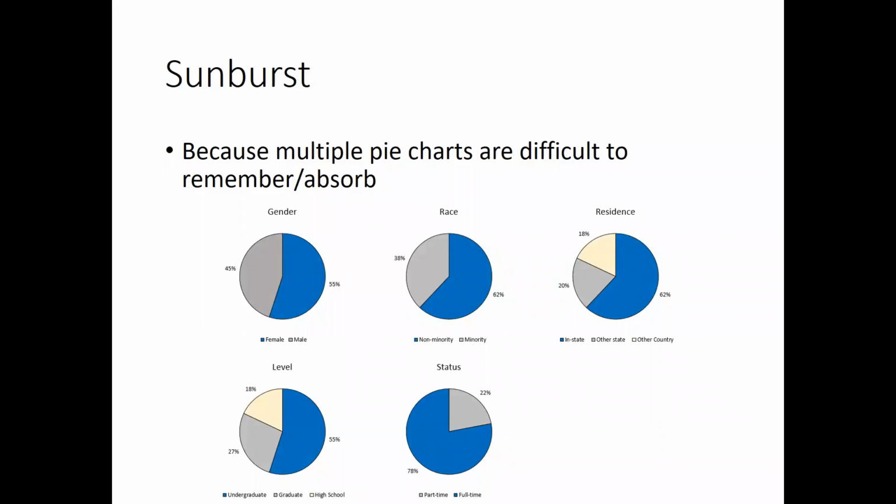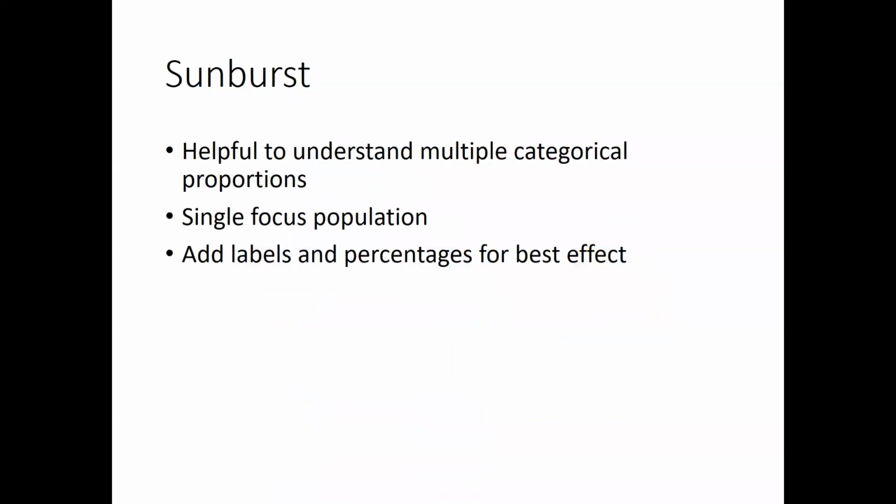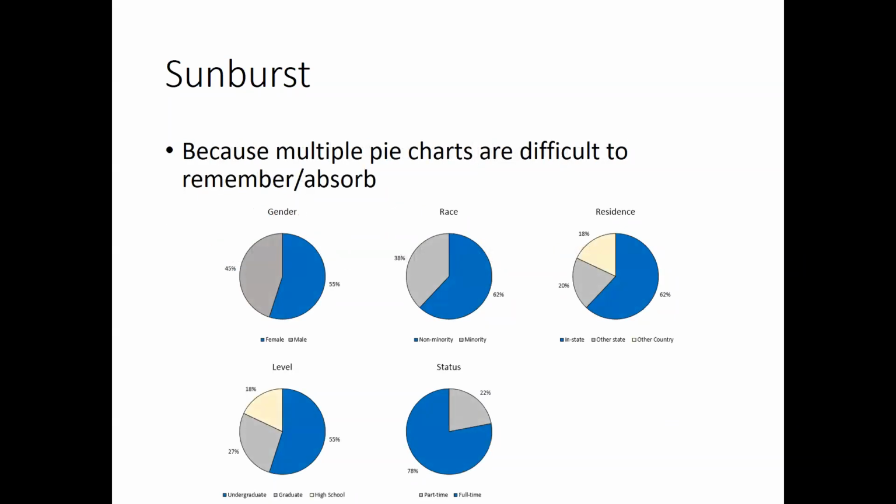This takes up a lot of space, right? And it's also a lot of text, and you have to look at the legend, and you have to look at the numbers. A sunburst chart helps us better understand those multiple categorical proportions by putting them all together in one sun. Imagine one big circle, but instead of having multiple pies, you have segments of that circle that are all evenly spaced, but each segment has proportional differences.